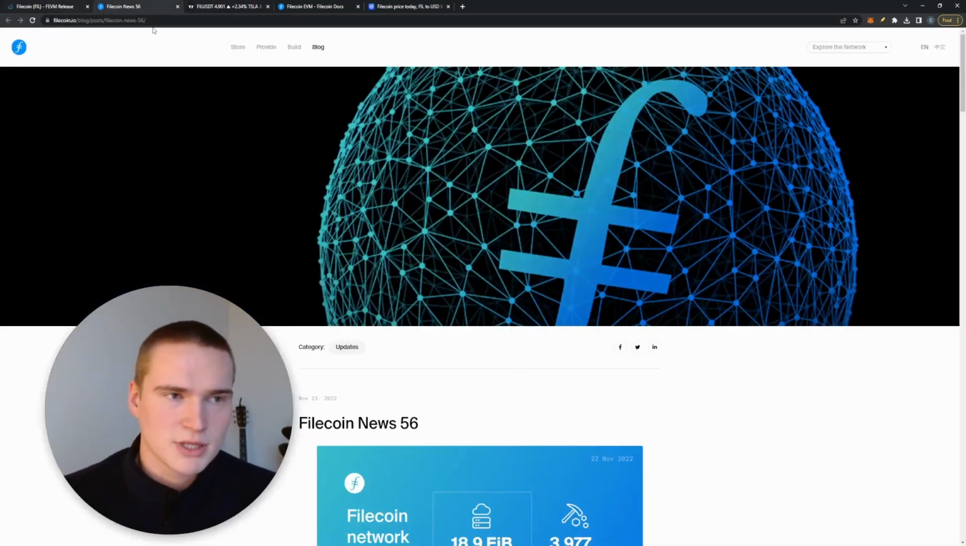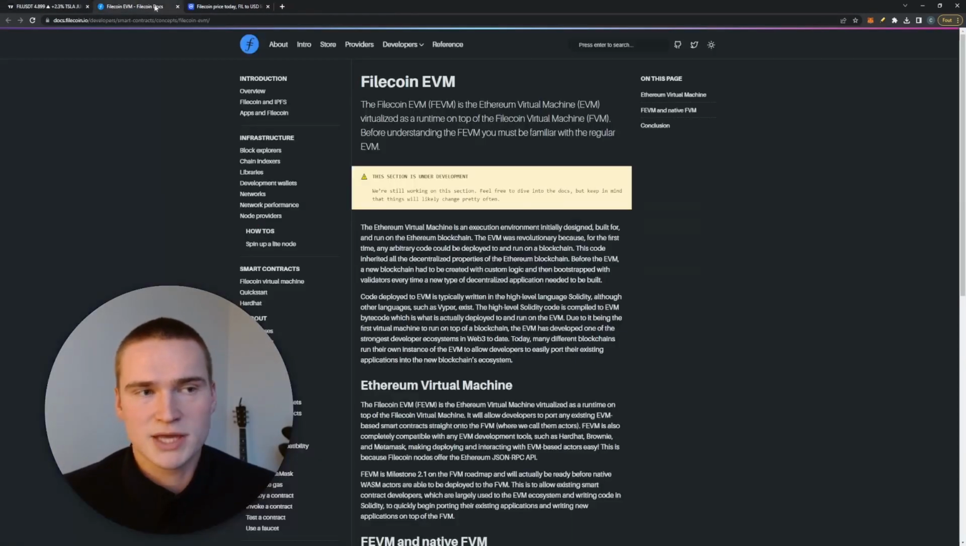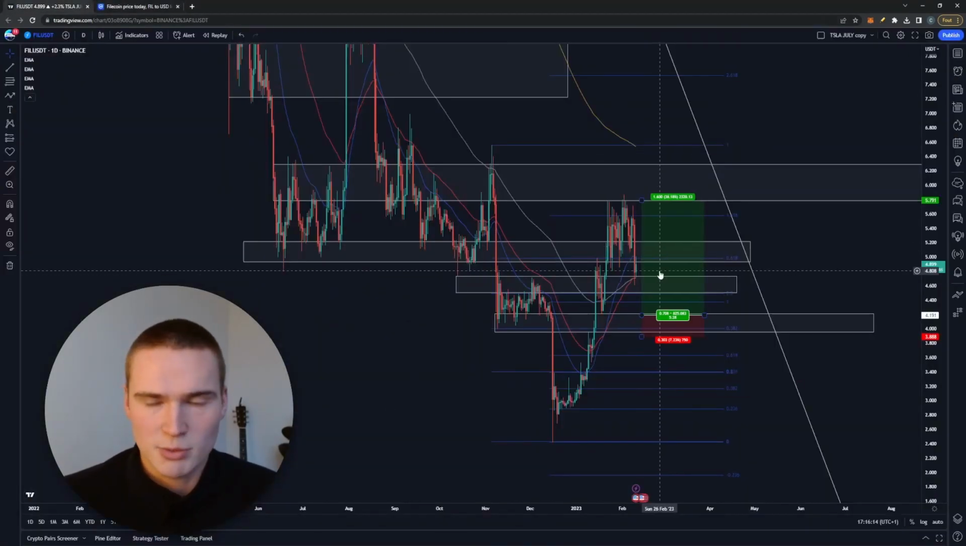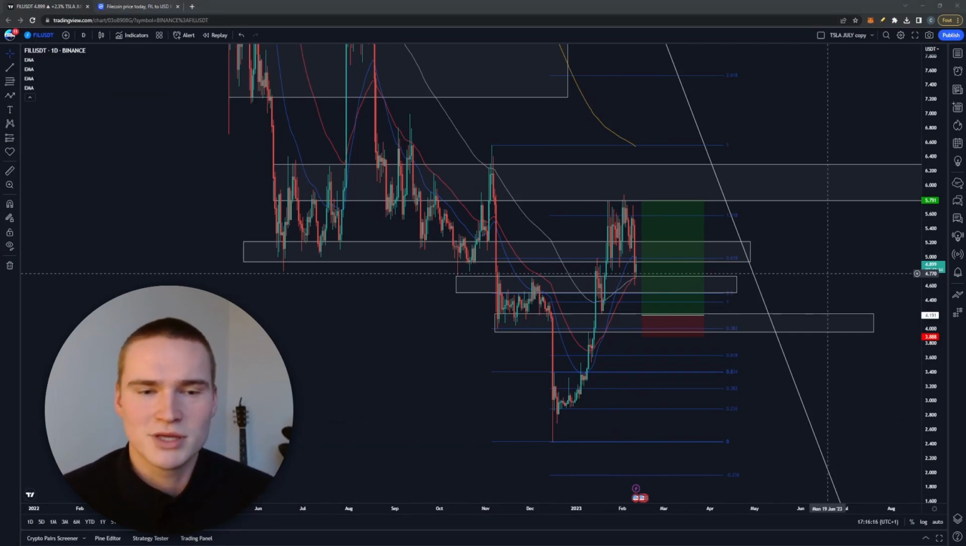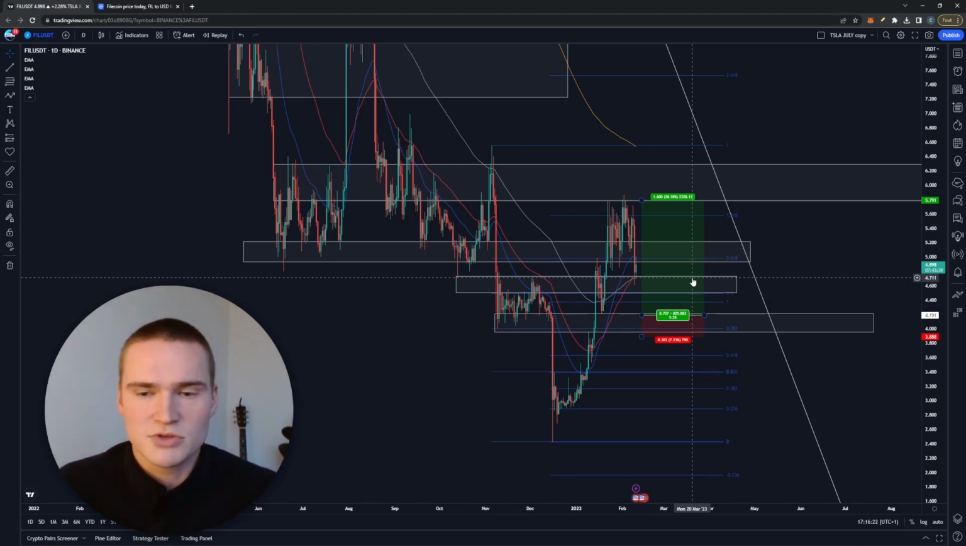I'm expecting bullish momentum because of the release of the FEVM. And that's why I want to get some long exposure. I expect bullish momentum from that. I would preferably want to be in just a regular good trade already, which I know has more upside potential because of this news.